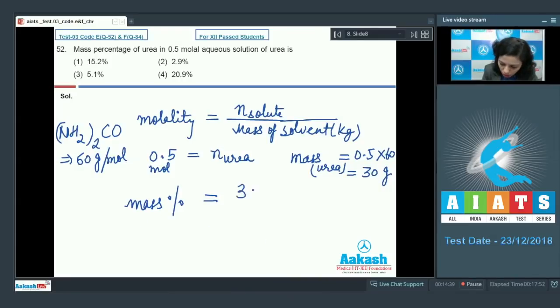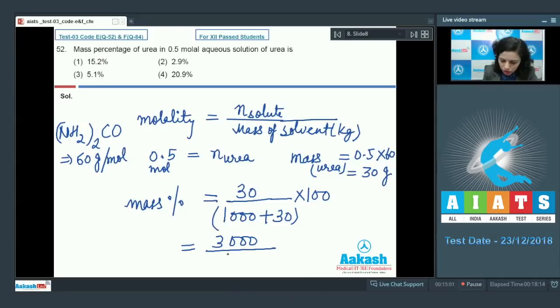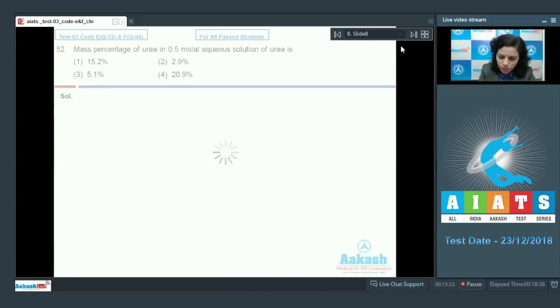So mass percentage is equal to mass of urea 30 gram divided by the total mass of the solution. We know that we have assumed that 1 kg of solvent you have taken. So 1000 I am taking here as the mass of solvent plus 30 is the mass of solute, into 100. So this value would be 3000 divided by 1030 or 300 by 103. So this value would be approximately equal to 2.9%. And yes, the correct answer is option 2. Now after this, let's take next question.